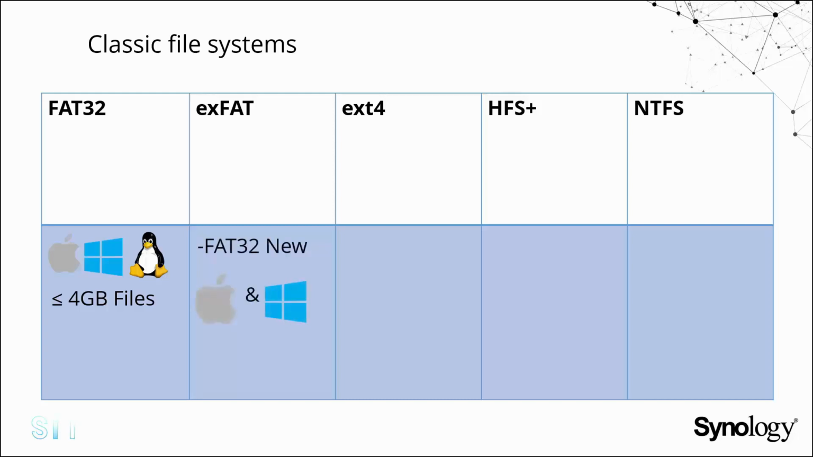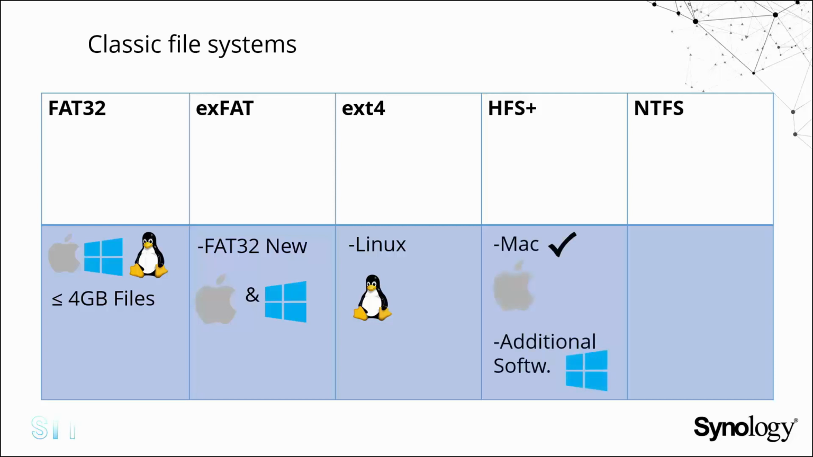exFAT can be seen as a new edition of FAT32. This file system is supported by both Mac and Windows. ext4 is a classic Linux file system and is not used in normal Windows or Mac working environments. HFS Plus is a Mac specific file system and Windows systems cannot handle it by default and require additional software. NTFS is a common and widely used file system because it has no limitation on file size and is 100% supported by Windows. Mac systems can also read NTFS and write to it with additional software.